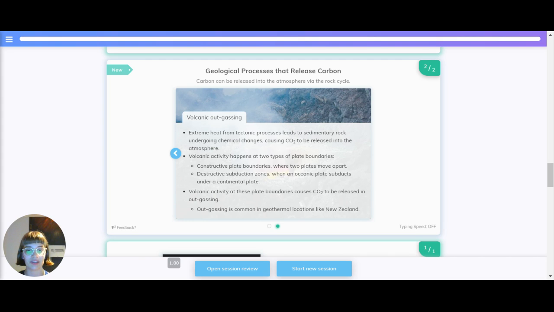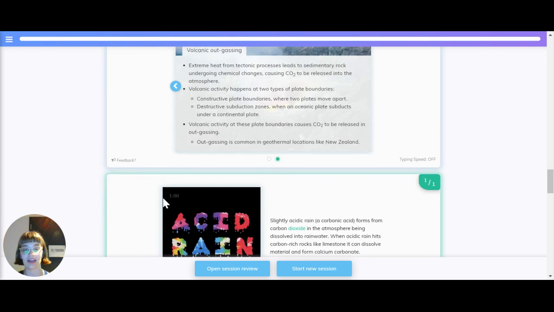Volcanic activity happens at two types of plate boundaries. Constructive plate boundaries, where two plates move apart. Destructive subduction zones, where an oceanic plate subducts under a continental plate. Volcanic activity at these plate boundaries causes CO2 to be released in outgassing, which is common in geothermal locations like New Zealand.